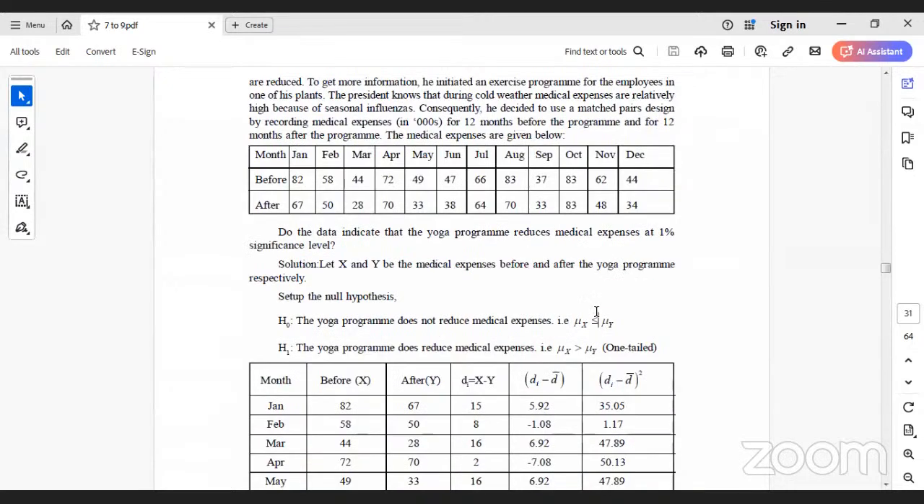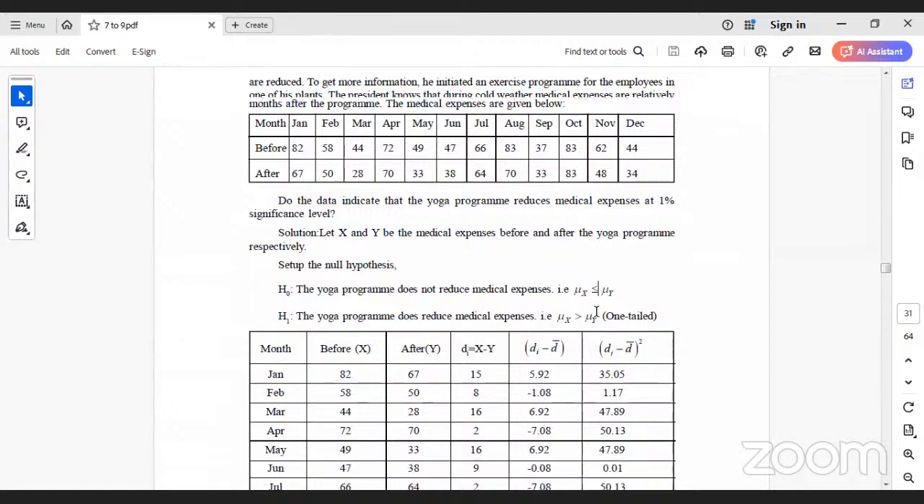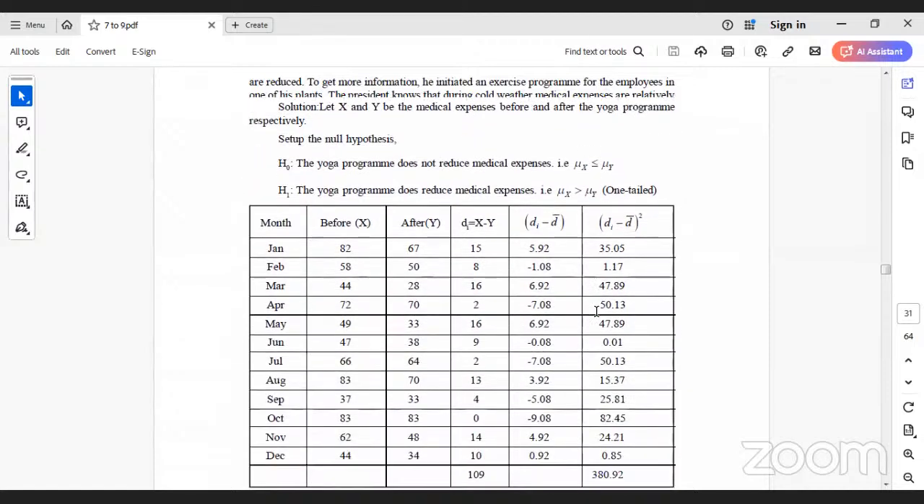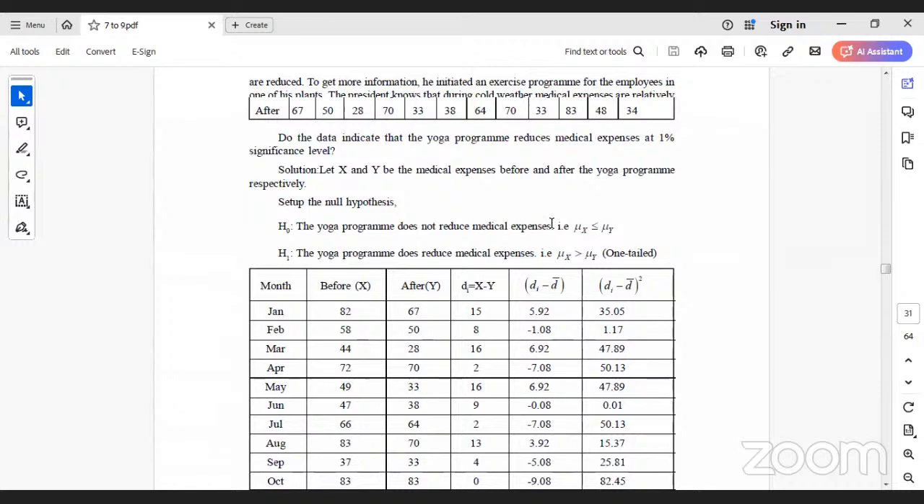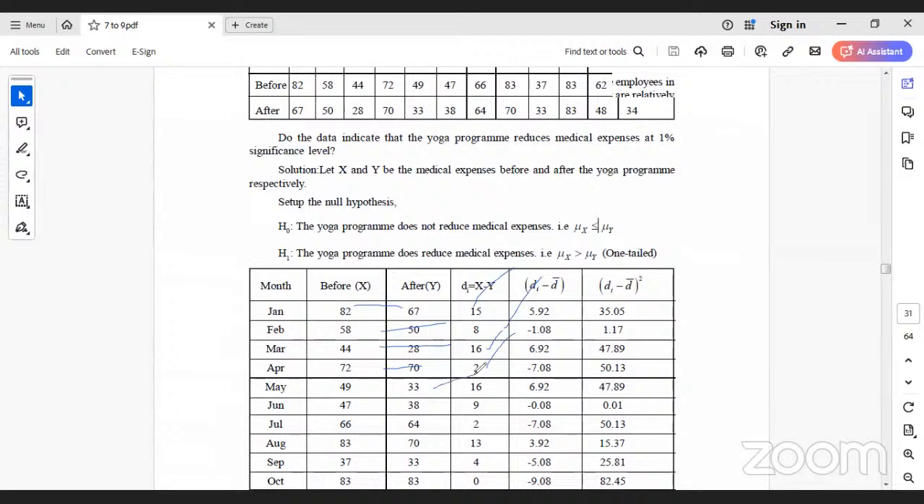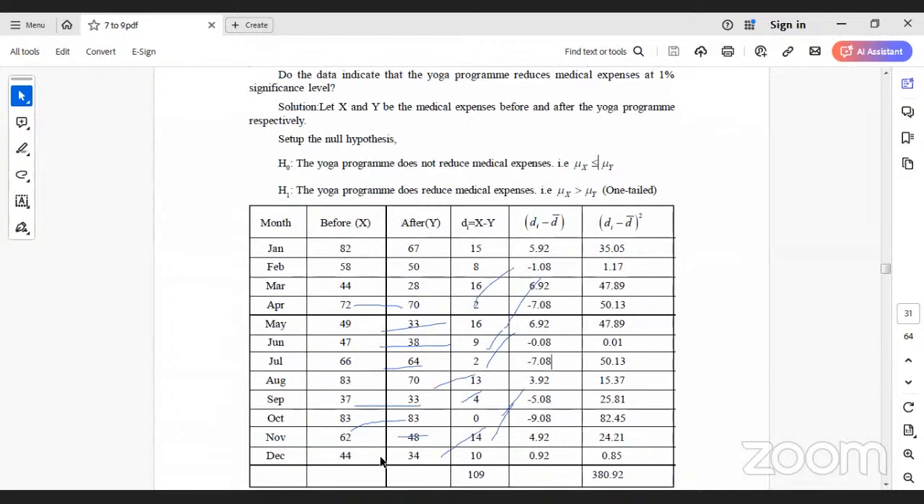So here the given values are 82, 58, 44, 72, 49, 47, 66, 83, 66, 44. Now we find D equals X minus Y. See here, 82 minus 67 is 15. 50 minus 58, 5. 44 minus 16, 33, 16. 47 minus 38, 9. 83 minus 83, 0. November 48, and 14, 34 means 44. See, these are the values we are taking.